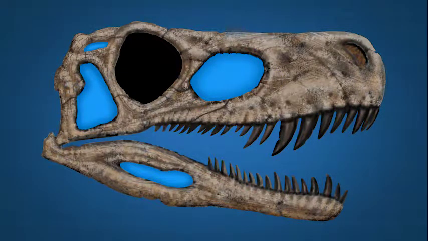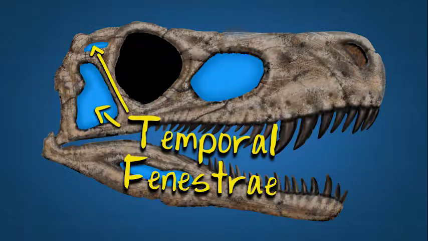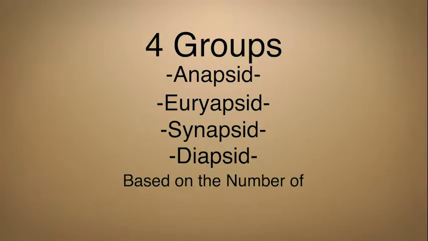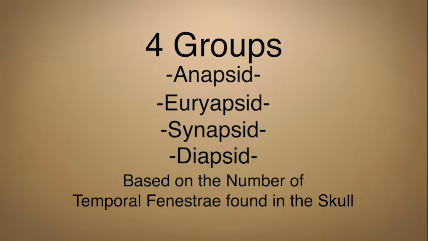Notice that in the diagram, one fenestra is in front of the eye and one is in the lower jaw. 2 are behind the eye in the temporal area of the skull and are called temporal fenestrae. Animals have been classified into 4 different groups based on the number of temporal fenestrae found in their skulls. Let's take a look at the 4 kinds of skulls used to identify these groups.